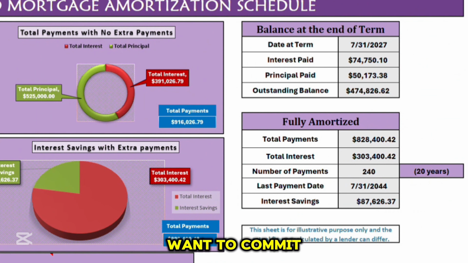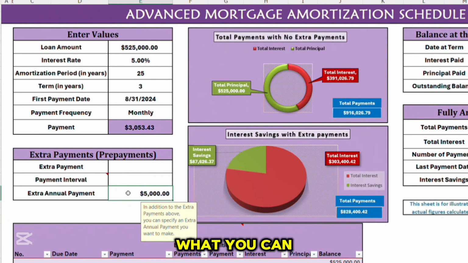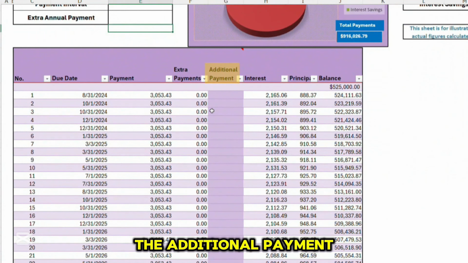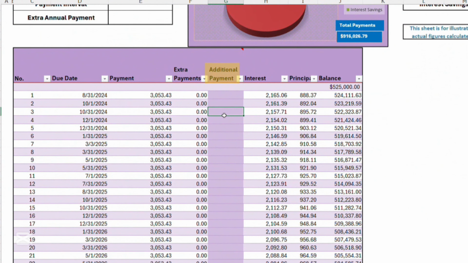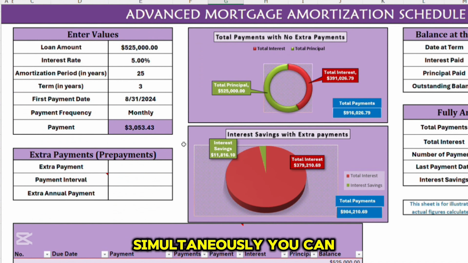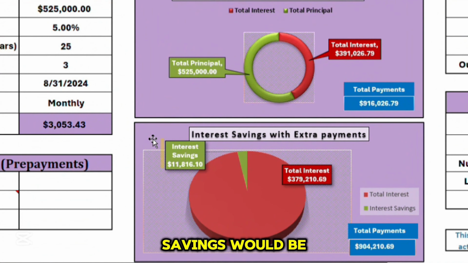If you don't want to commit a fixed amount each year, you can just remove the amount from here, and under the additional payment, let's suppose you have plans to put $5,000 on a particular date, you can simply put the amount over there as a one-time payment, and simultaneously you can see here with this chart how much interest savings there would be with each extra payment that you are putting as a lump sum.